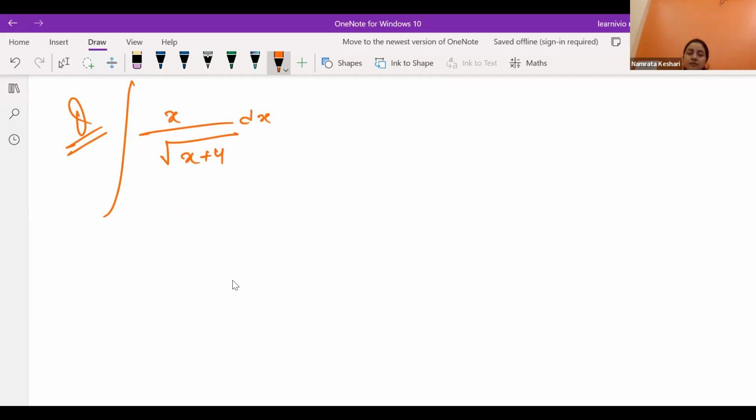Root x plus 4. If we'll be taking root x plus 4, or are you saying only x plus 4? And then we can square it. Okay, you want to take root x plus 4 as u, and then square both sides, so it will be x plus 4 equals u square. That's what you said, Annapurna.